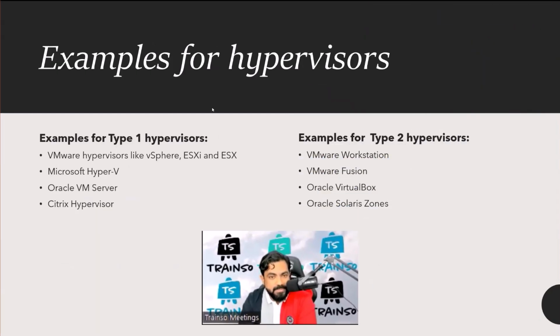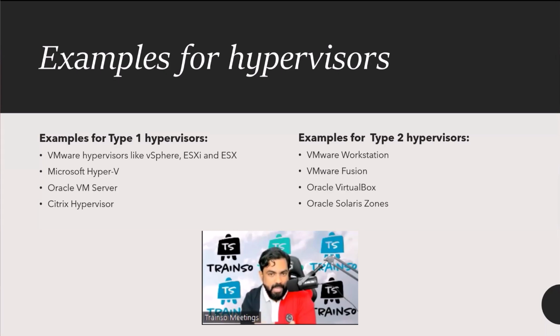Examples for hypervisors. Examples for type 1 hypervisors: VMware hypervisors like vSphere, ESXi, ESX, Microsoft Hyper-V, Oracle VM Server, Citrix hypervisor, etc. And examples for type 2 hypervisors include VMware Workstation, VMware Fusion, Oracle VirtualBox, Oracle Solaris Zones, etc. So we'll be seeing two of them here, VMware Fusion as well as Oracle VirtualBox, when we see the setup for Kubernetes in local machines.